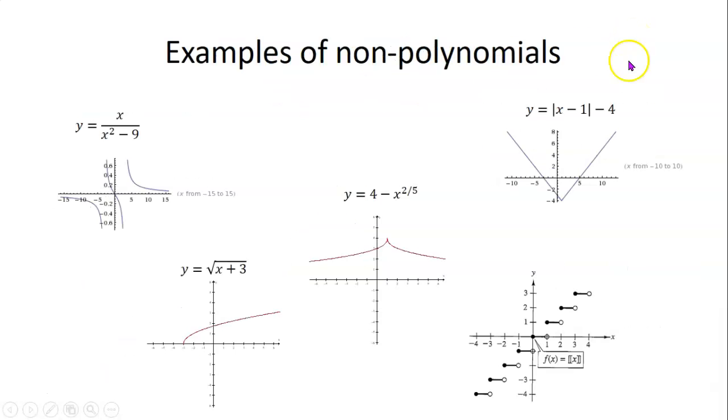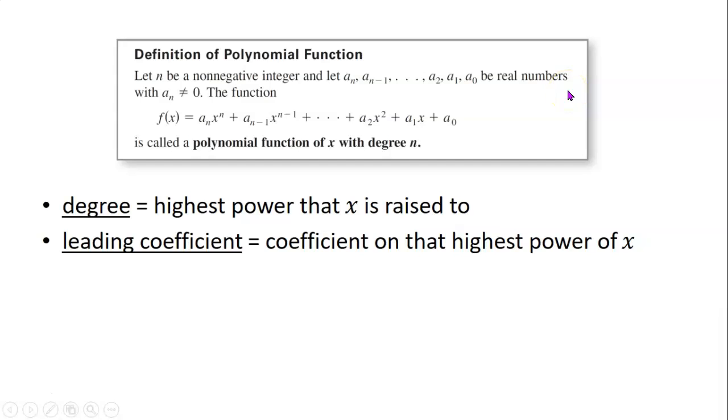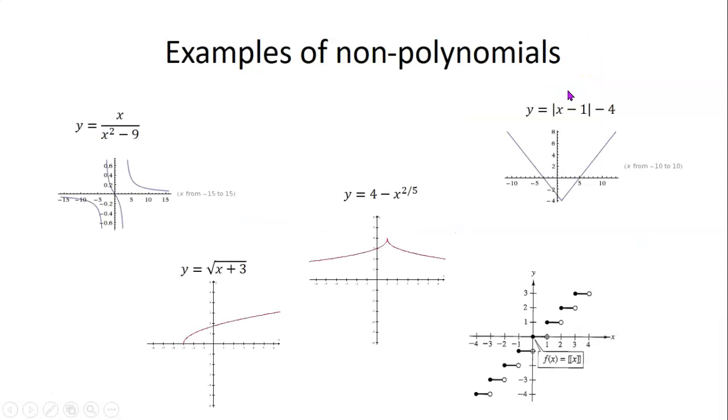Now here are some examples of functions, let me go back there. Functions that are not polynomials. They're still functions, they're perfectly good functions, they're just not polynomial functions. x over x squared minus 9. You can't be dividing by something involving x in a polynomial. Square root of x plus 3. If you're taking the square root of something involving x, it's not a polynomial.